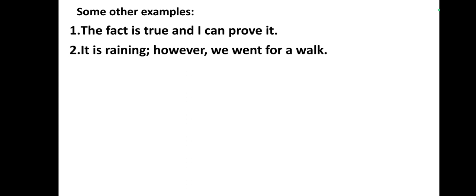Now, see some more examples of compound sentences. Number 1, the fact is true and I can prove it. This is also an example of a compound sentence where two simple sentences are joined by a conjunction and. Example number 2, it is raining, however, we went for a walk. Same thing is done here also. Here also, we have two simple sentences joined together by a conjunction and.